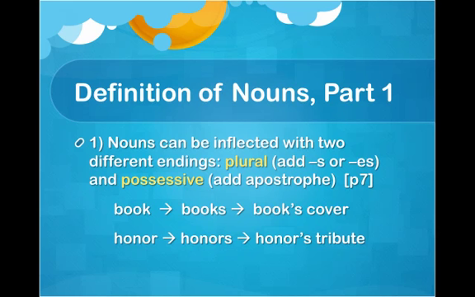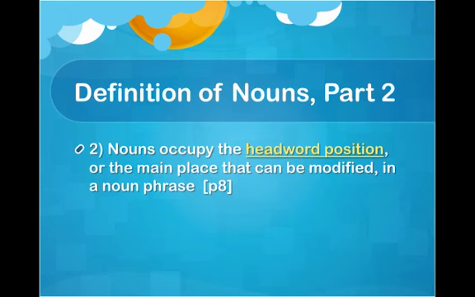The first thing you need to know about nouns is they can take 2 different inflectional endings. Now, before you freak out going, what the heck does that mean? You can make them plural, or you can make them possessive. A book can become books, or it can be possessive, a book's cover. And this is specific to a noun. You can't really do this as much with a verb, or an adjective, or an adverb.